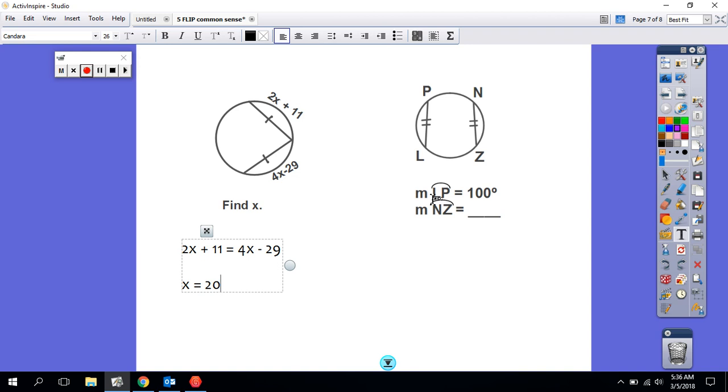All right, and for this one, arc LP is equal to 100 degrees. Arc NZ is what? Well, notice that PL and NZ are marked as congruent. That means that the two arcs are also congruent. So 100 degrees would also be the measure of arc NZ.